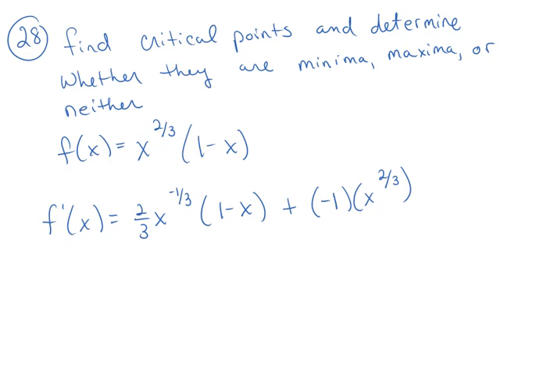Okay, and let's clean this up a little bit. This is going to be 2 times 1 minus x over 3 on the cube root of x, minus x to the 2/3, which is the cube root of x squared. Actually, I'll just write this as x to the 1/3. Okay, we need to get a common denominator, which is going to be 3x to the 1/3. So we're going to need to multiply this one by 3x to the 1/3 over 3x to the 1/3.